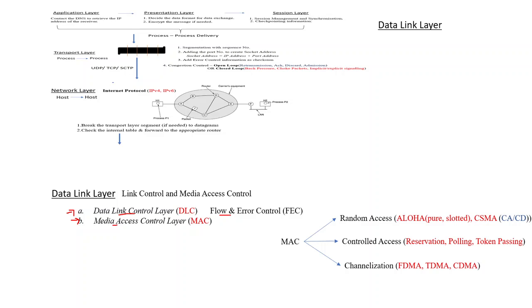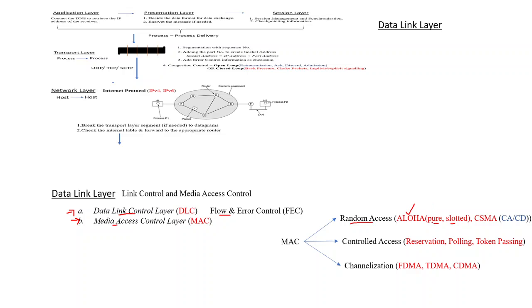Now in media access control, we have different ways of accessing the actual physical medium. One is random access, which is very simple, where we use the Aloha protocol. There is pure Aloha and slotted Aloha. Pure Aloha is when you have a message to send, you just send the message. Slotted Aloha slots the entire time into intervals, and you can send a message only at the start of an interval, or the start of a time slot.